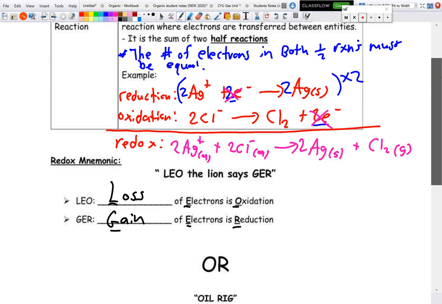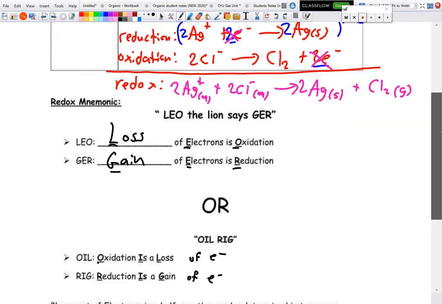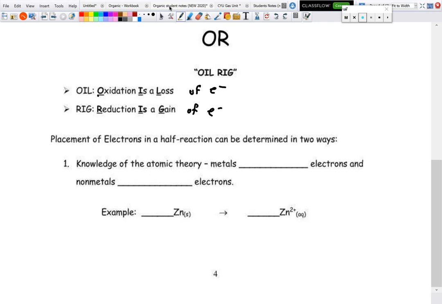Now, in our examples up here, I was going through that whole process of looking at mass and charge to figure out where the electron should go. There are other ways of knowing where electrons should be placed in a half reaction as well. One of them is the knowledge of atomic theory: metals generally lose electrons and nonmetals generally gain electrons, and this is specifically for their elements. For example, we can tell zinc going to the zinc 2 plus ion has to lose 2 electrons. This is the same thing as forming ions. If you remember back to Chem 20, we looked at the forming of ions before.